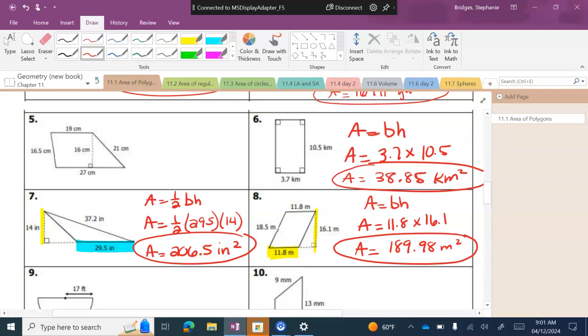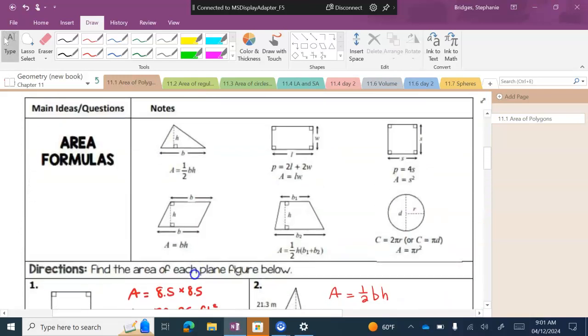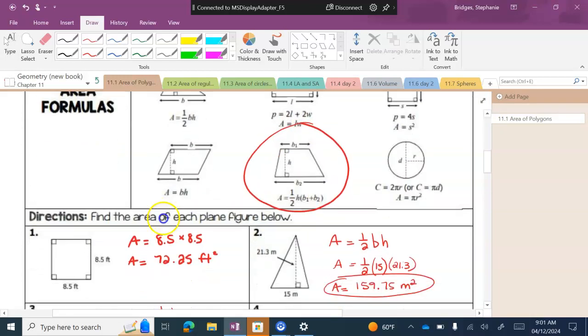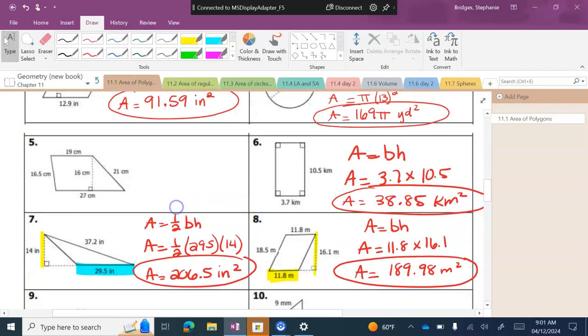All right, let's go back to 5. What shape is that? Starts with a T. Trapezoid. Okay, so look back at the top. Your trapezoid is here. So that's the formula that we're going to be using. The formula is area equals 1/2 times my height times my 2 bases added together. So first we're just going to fill in all of those numbers.